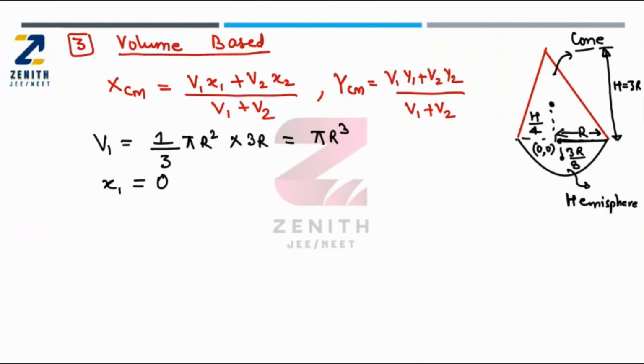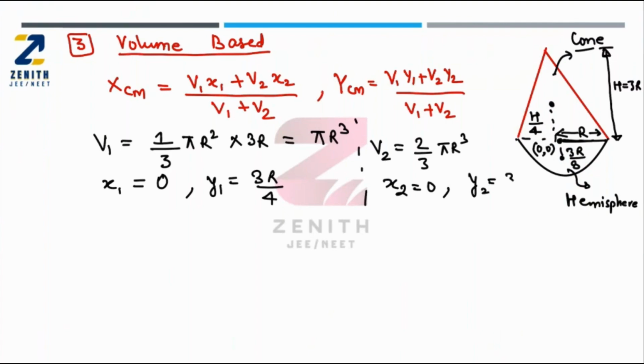What about this? V2 is the hemisphere, that means 4 by 3 pi r cube is for a complete sphere, so this will be 2 by 3 pi r cube, and x2 value is also 0. But what about y1? Y1 is h by 4, that means 3r by 4, and y2 is 3r by 8. Now you can check XCM, you will get 0 because x1 and x2 are 0, and this is symmetrical about the y-axis, so it will lie on the y-axis, where the x coordinate will be 0.